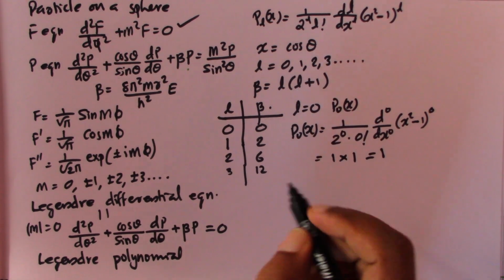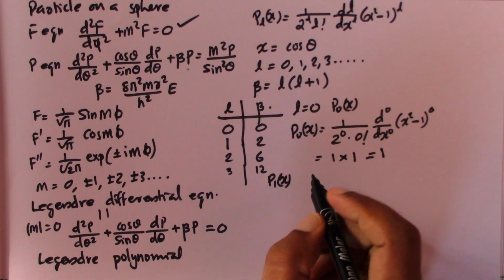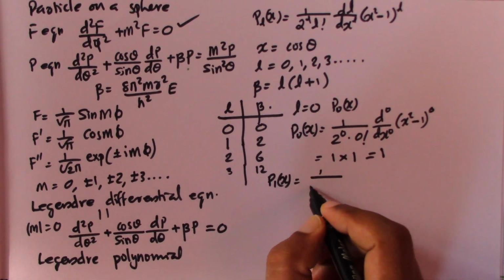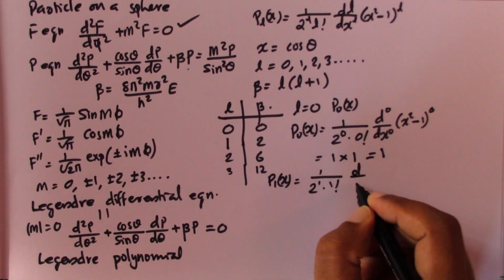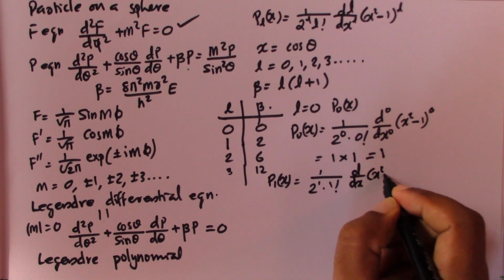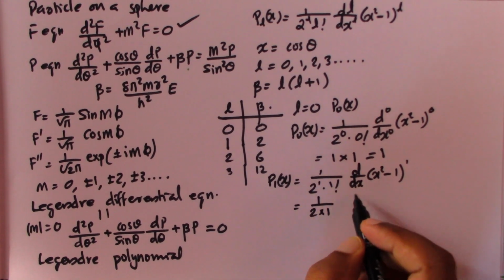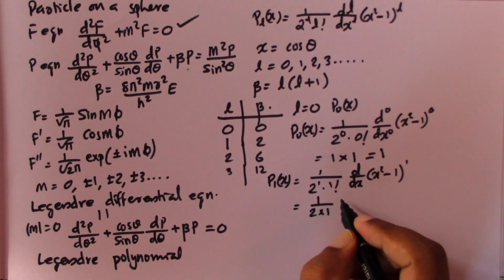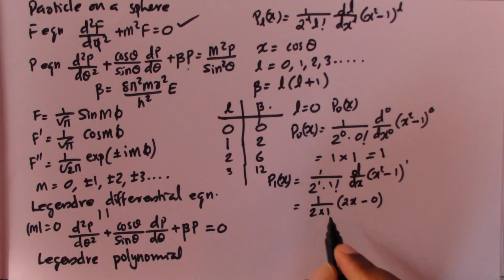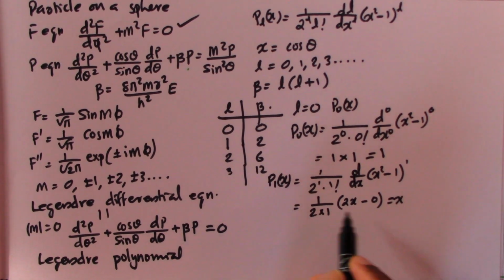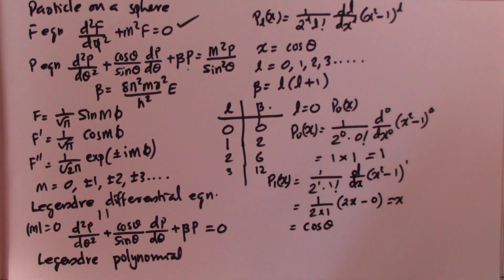We can calculate the value of P1(x) or P1(cos theta). The value of P1(x) is equal to 1 divided by 2 raised to 1, 1 factorial, d by dx of (x square minus 1), the whole raised to 1. So that is equal to 1 divided by 2 into 1 into d by dx of (x square minus 1), that is equal to 2x minus 0. So that is equal to 1 by 2 into 2x, that is equal to x. So P1(x) is nothing but x, or P1(cos theta) is equal to cos theta, since x is equal to cos theta.